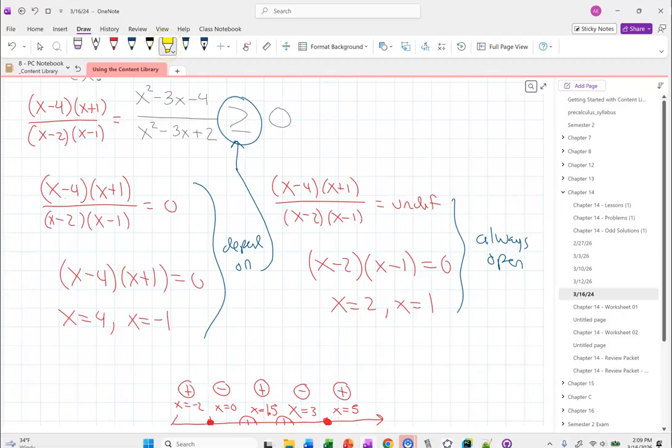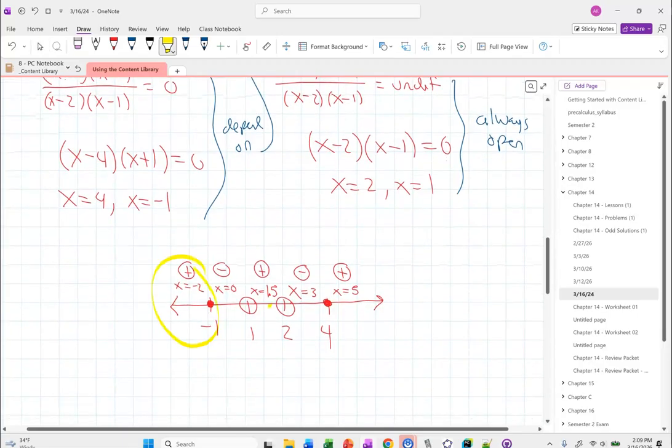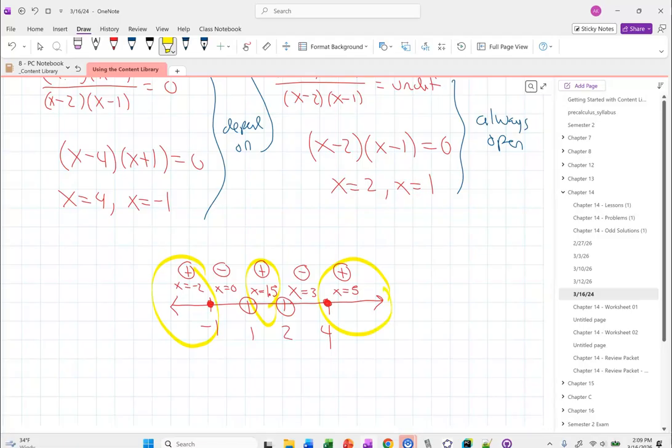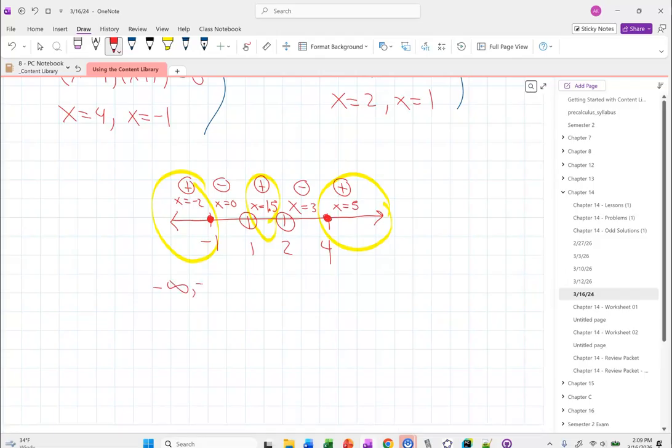Now, what parts of my sign diagram am I interested in? The positive parts and the negative parts? Positive. Why, Ian? Because it's a greater than or equal to symbol. So we're interested in here, here, and here. Everybody agree? So I'm going to have 3 intervals. The first one starts at negative infinity and ends at -1. And what are the symbols at the ends here? Parentheses on the negative infinity and brackets on the -1.